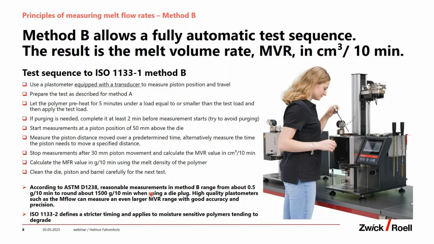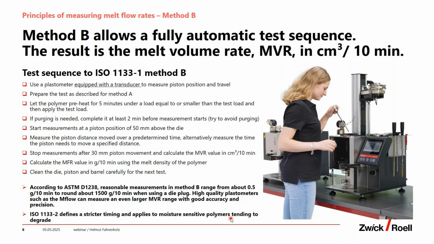And once we have finished these tests, we have to clean. And cleaning is a very, very important point in method A and method B and whatever, because if you have any little remains of material on the wall of the barrel, on the piston, in the die, or wherever, it will probably influence your result. So cleaning is a very, very important point here.